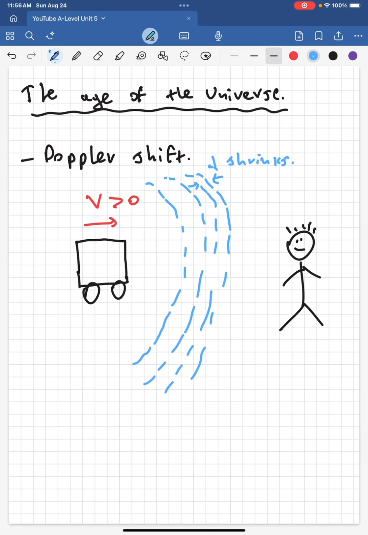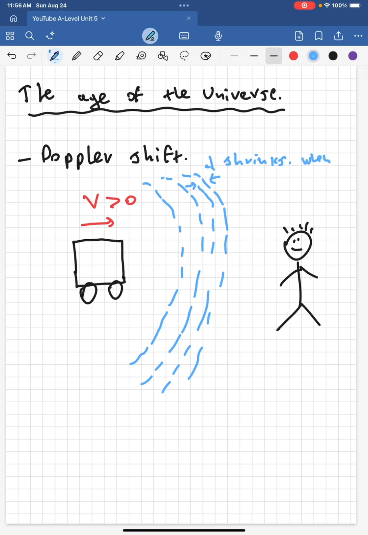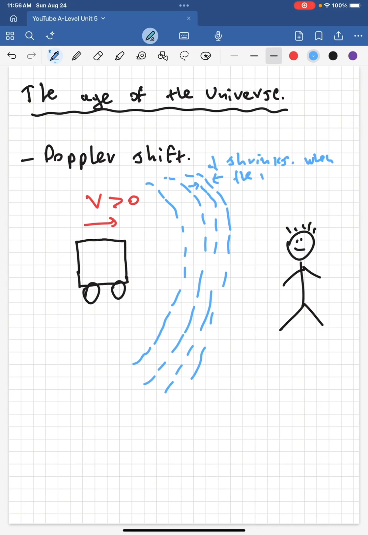So let's write that down. Lambda shrinks when the vehicle moves towards us. Therefore, we hear a louder noise.